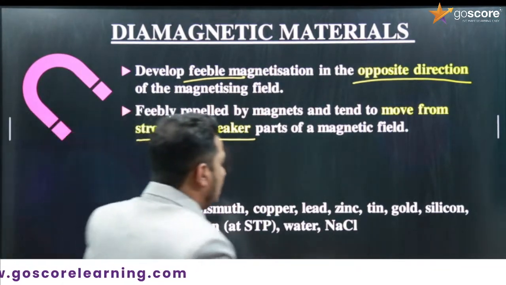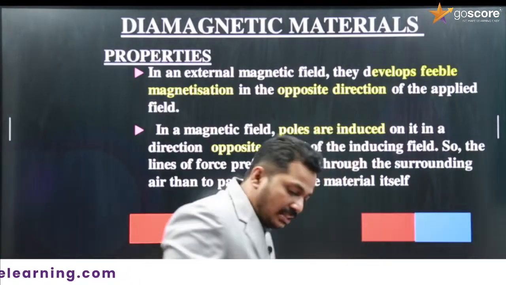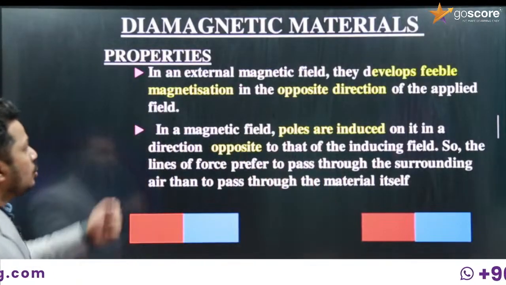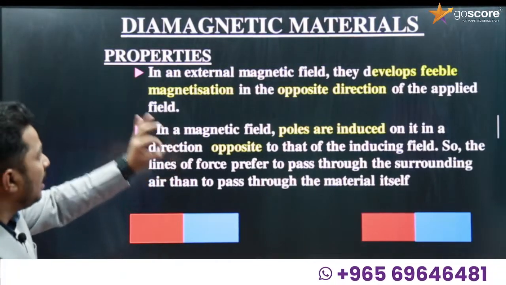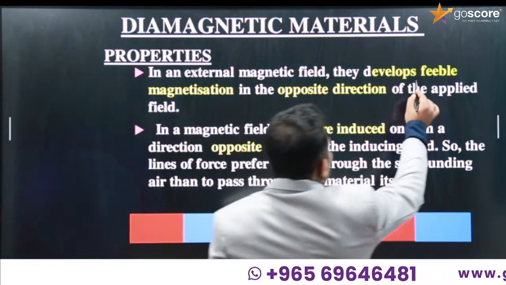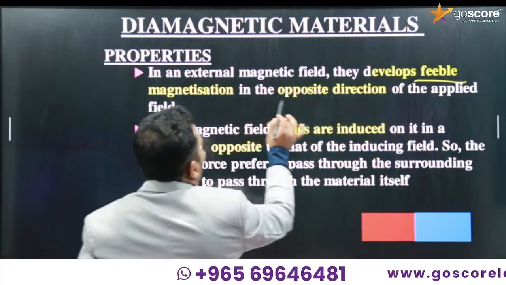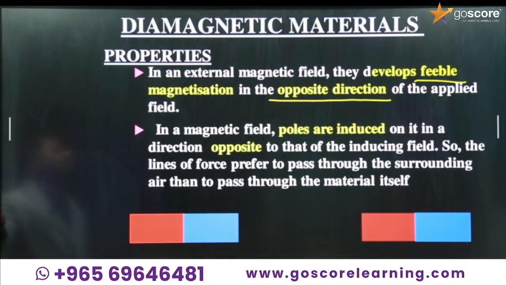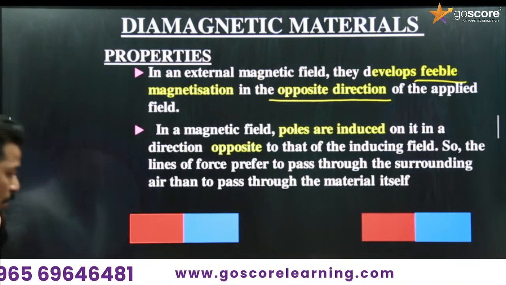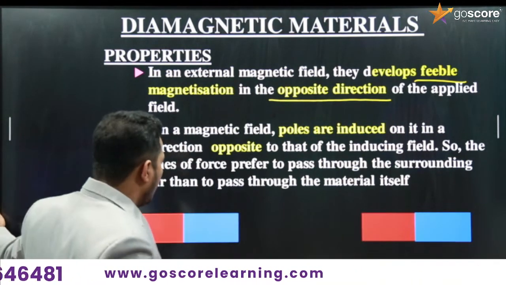Okay, this is the definition of diamagnetic material. Let's see what the different properties are. The definition itself is the first property. They will develop feeble magnetization in the opposite direction. So what is meant by opposite directional magnetization? Let's have a look.